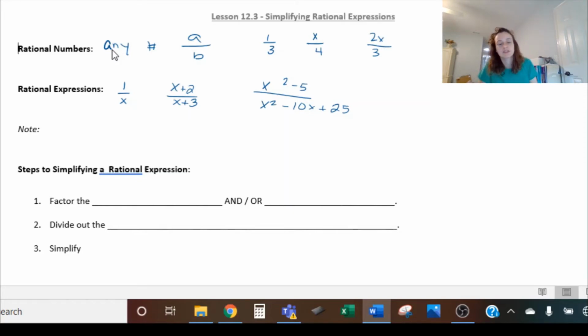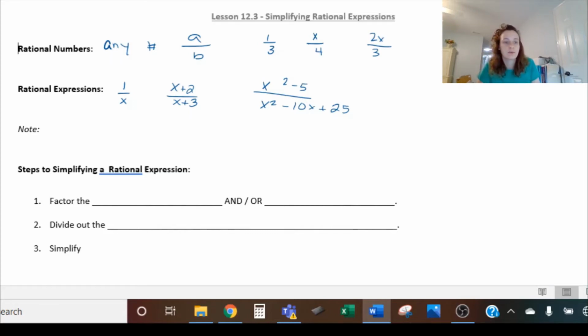So they're expressions that are fractions that have, notice in a rational number, you have no variables in the denominator. Okay, but if you have variables in the denominator, now it has graduated and become a rational expression. Okay, and today we're going to be simplifying those rational expressions.